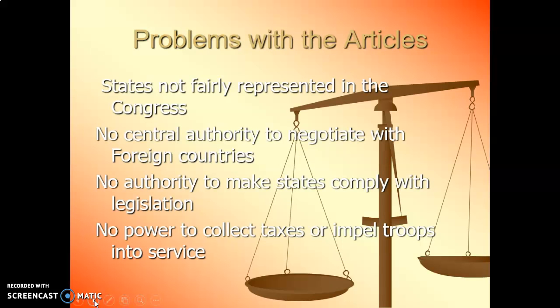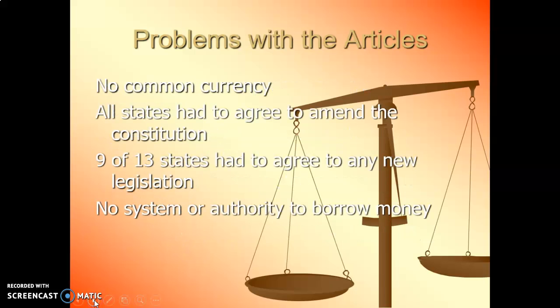So, problems with the Articles. States were not fairly represented in Congress. The highly populated states were not equally represented. No central authority to negotiate with foreign countries, and no authority to make states comply with legislation, and no power to collect taxes or impel troops into service. They had no common currency. We'll talk about this in a minute.